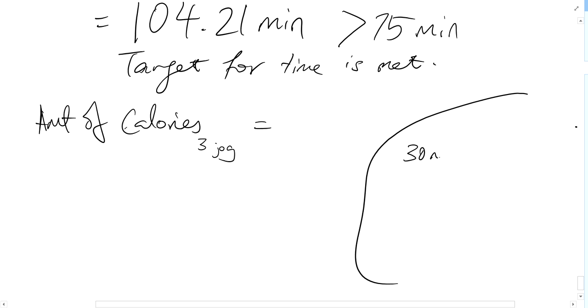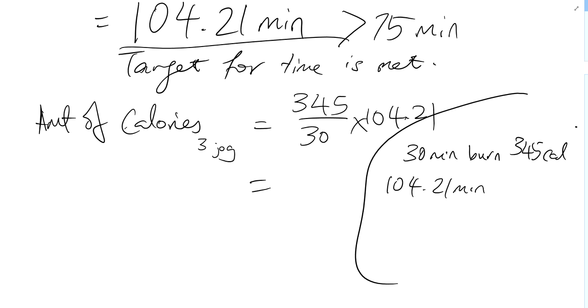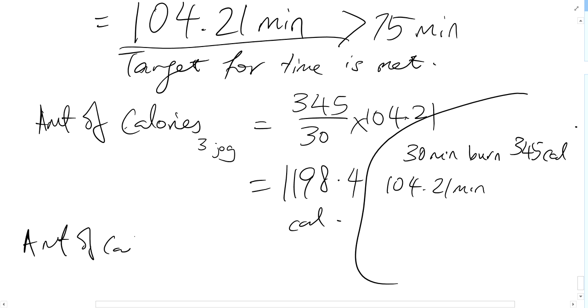Then we'll be able to find out how much calories she's burning. So 30 minutes, burn 345 calories. If she's using 104.21 minutes, then she'll burn 345 divided by 30 times 104.21. Okay? So this amount of calories, and that will be 1198.4 calories for 3 jogging sessions. Then we're going to find out the amount of calories for 3 walks.